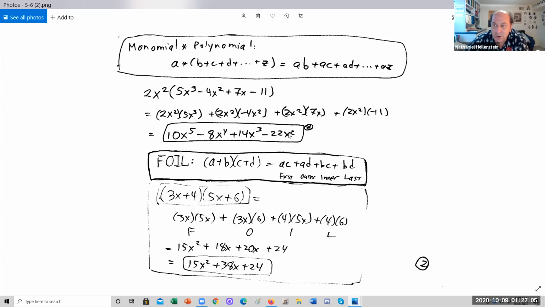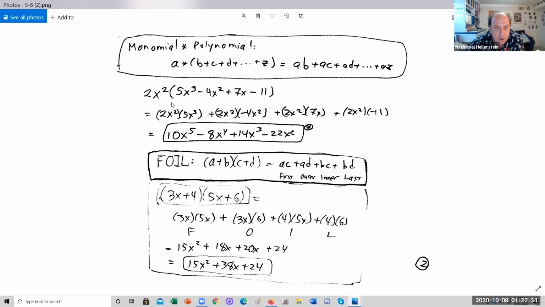Now we move up to a monomial, a single term, times a polynomial, several terms. If it's a monomial times a sum of terms, then yes, you have to do distribution. So a times b plus a times c plus a times d, all the way up to a times z. ab plus ac plus ad, all the way up to az. So for example, 2x squared times 5x cubed minus 4x squared plus 7x minus 11.